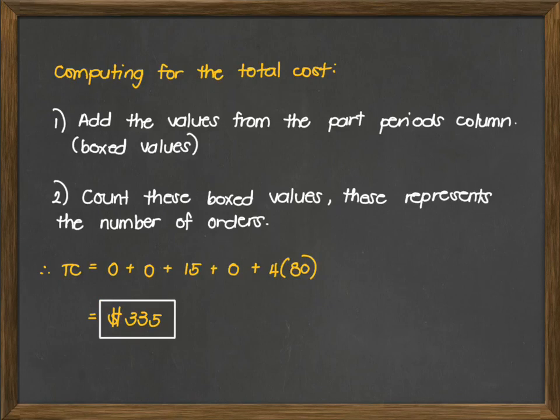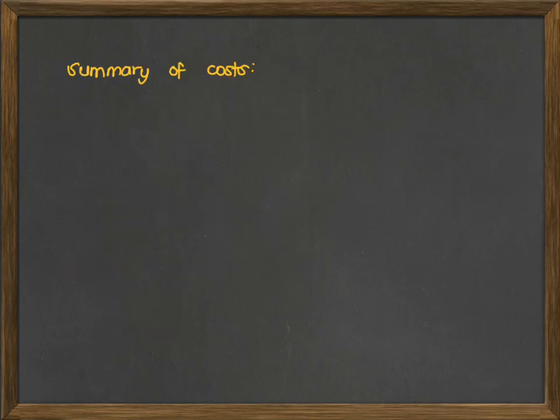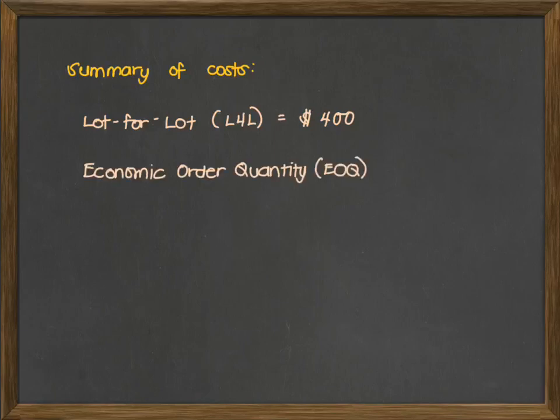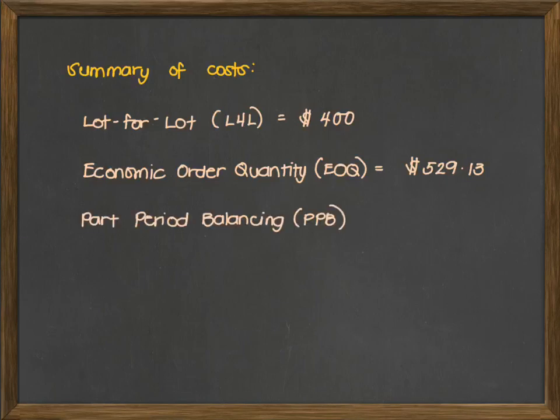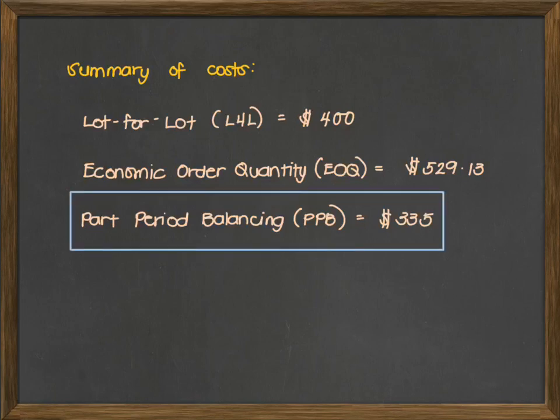Alright? Now, to compare our summary of costs, Lot for Lot incurred a cost of $400. Economic order quantity incurred a cost of $529.13. And part period balancing incurred a cost of $335. Therefore, part period balancing incurred the least cost and it is the best technique to use in this particular example. Okay? So again, this ends our lecture.